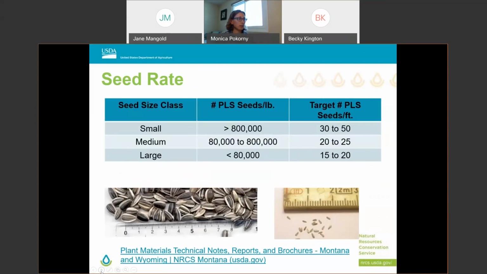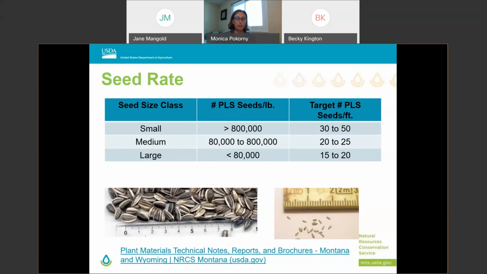Okay, getting back to the seed size and seed rate. So generally, the smaller the seed, we increase the seed rate just slightly. So the medium seed, the standard seed rate is 20 to 25 seeds per square foot. When we have a smaller size seed, we seed at about 30 to 50 seeds per square foot.